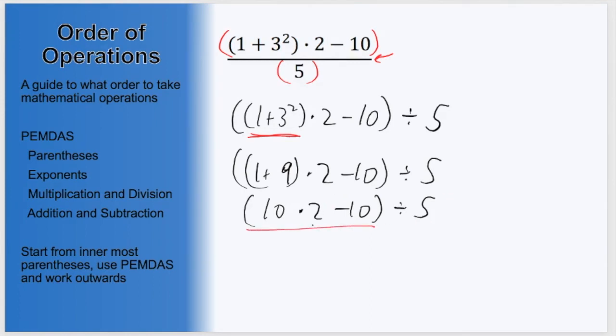We have multiplication and subtraction. PEMDAS tells us to do any multiplication first, so we do the 10 times the 2 and get 20, then have the minus 10 surrounded by parentheses, divided by 5. Now the only operation we have left inside of the parentheses is the subtraction, so doing the 20 minus the 10 gives us 10, and now divided by 5, 10 divided by 5 will give us 2, and that's our answer.